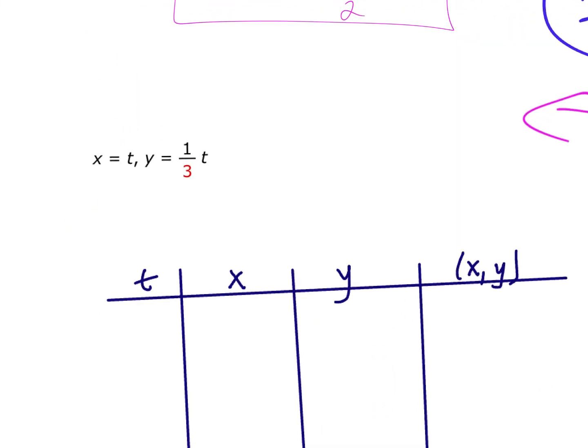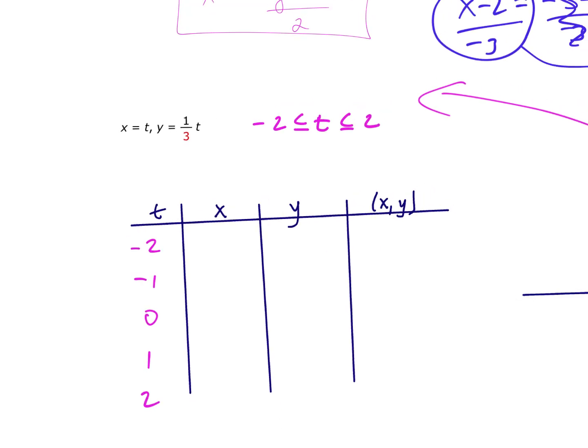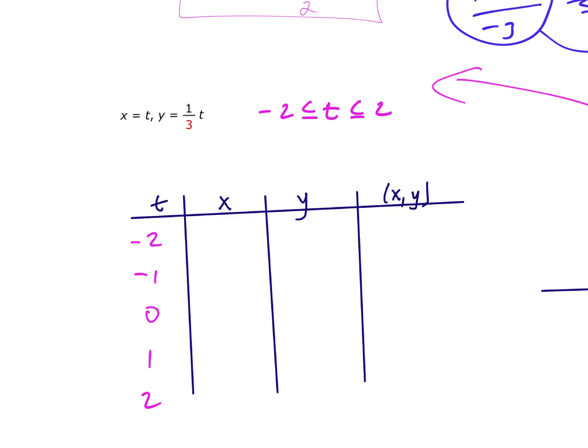Let's just say we go negative 2 to 2 again. All right, is this a little easier? Yeah, there's not as much math involved here. I'm going to just plug in negative 2, negative 1, 0, 1, and 2. So now I look and I say, okay, well, every time I plug in to my x equation, what am I going to come out with?